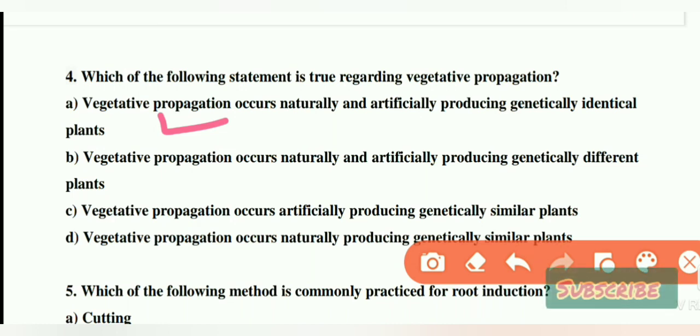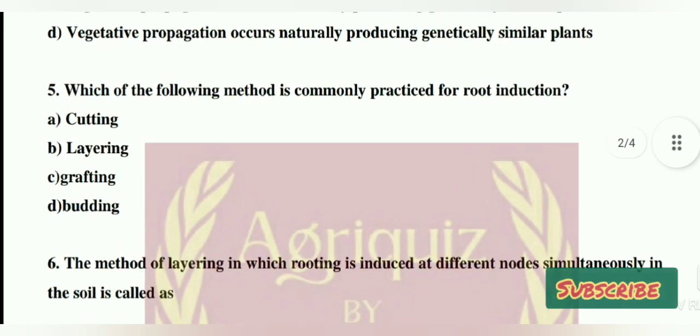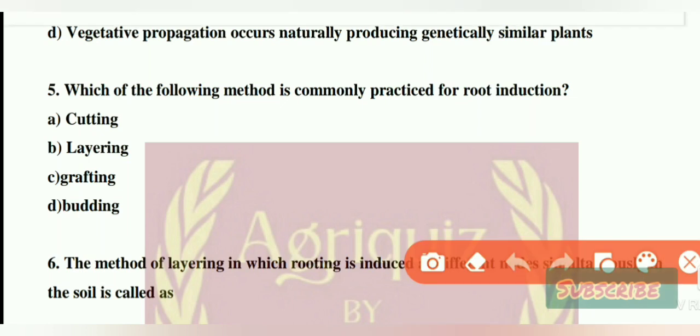Then next question, question number 5. Which of the following methods is commonly practiced for root induction? Here the options are option A, cutting, option B, layering, option C, grafting, option D, budding. Here the right answer is layering.